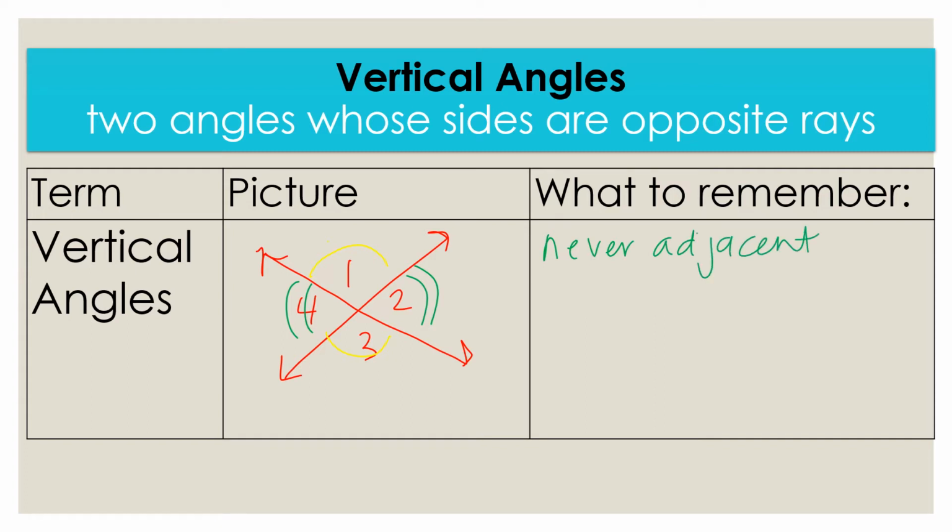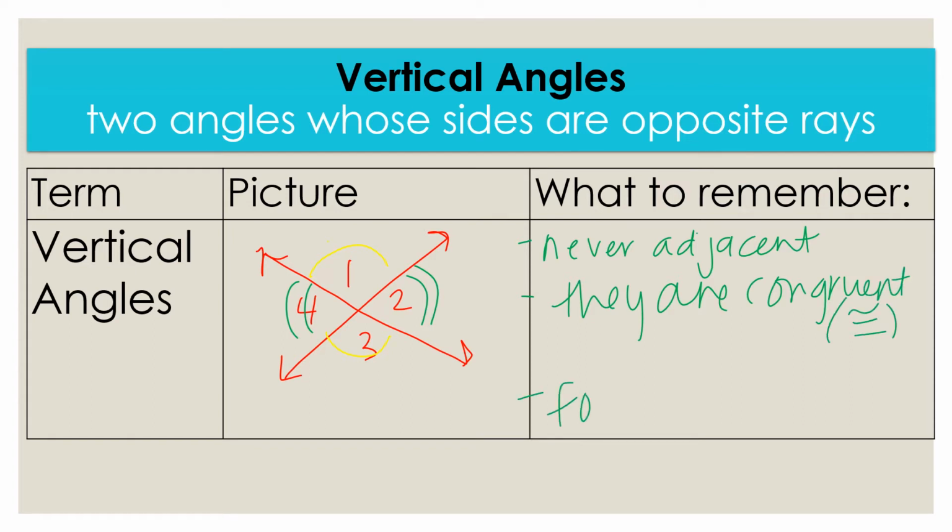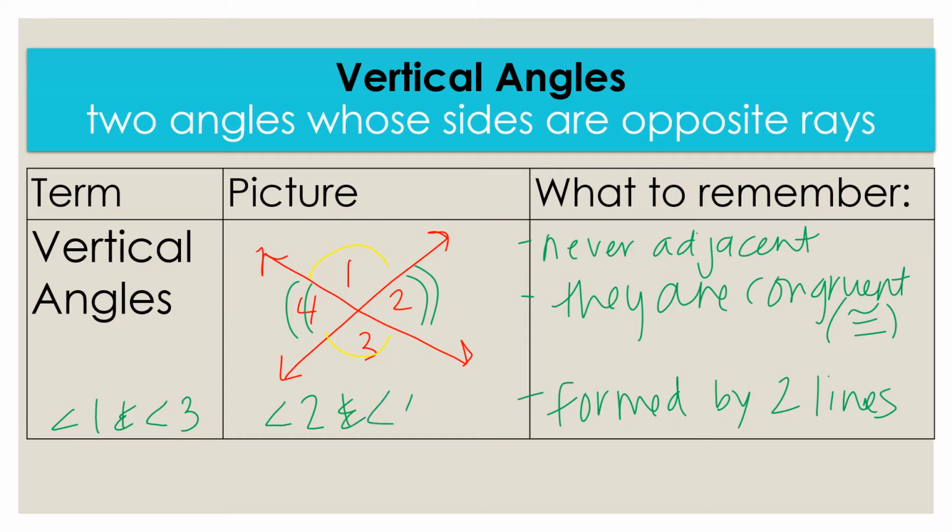And again, guys, throughout this video, pause it when you need to. They are congruent. And remember that sign looks like this. And they are formed by two lines. If you need time, pause it and write that down, go ahead and do that. So angle 1 and angle 3 are vertical, and angle 2 and angle 4 are vertical angles.